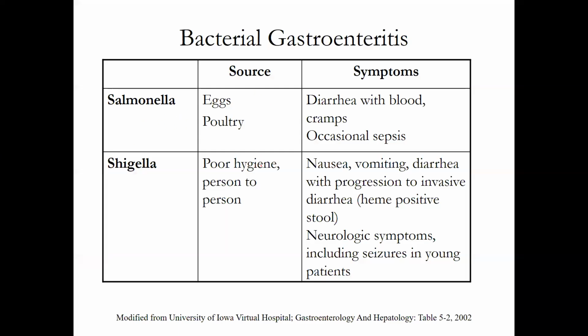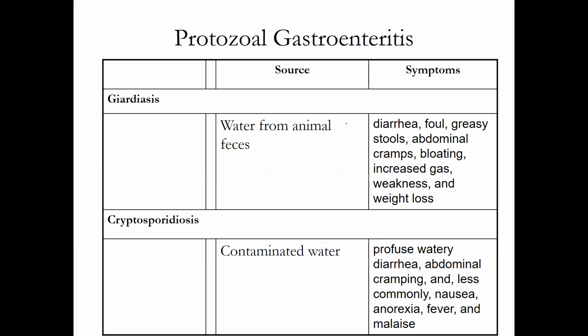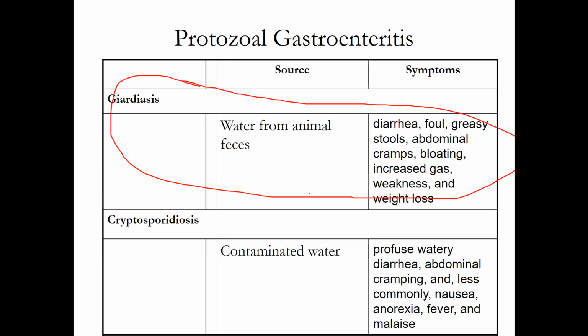Salmonella, eggs and poultry. Shigella, typically poor hygiene, person to person. Shigella is due to a Shiga toxin that typically causes symptoms, even up to seizures. You will typically have bloody diarrhea, same with Salmonella, typically bloody diarrhea with both of these. Giardia, this would be water contaminated with animal feces. More greasy stools are associated, typically not as much bloody stool. Also cryptosporidiosis, rare I would say, but it would be contaminated water as well. Giardia, though, is the water one I would know.